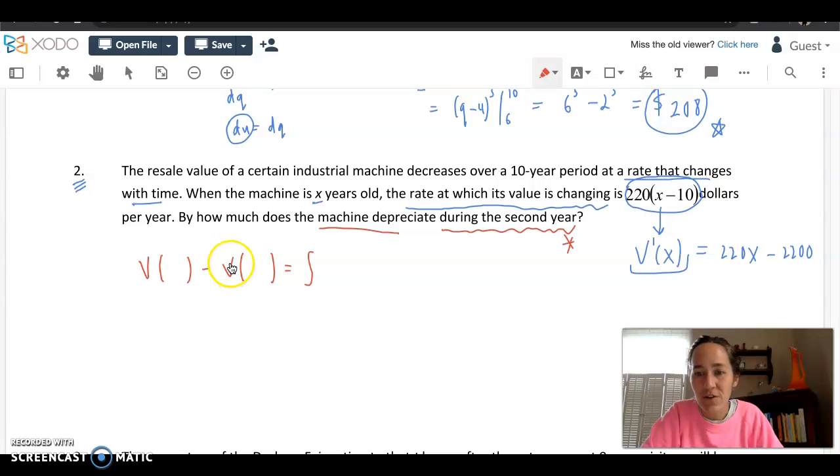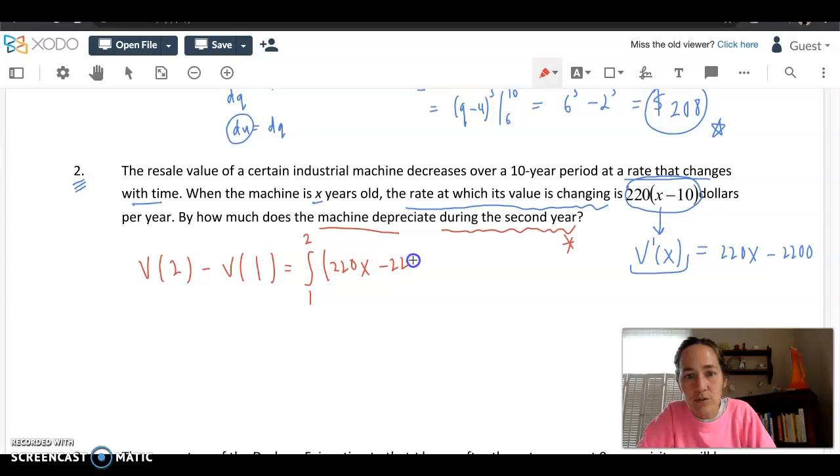So the experiment starts when 0 time has passed. And during the second year should be, well, actually, should be from the end of year 1 to the end of year 2. I want to subtract the value at the end of 2 years minus the value at the end of 1 year instead of 0. So this is actually an integral from 1 to 2, and that's what I thought was the trickier part. So we'll go 220x minus 2200.